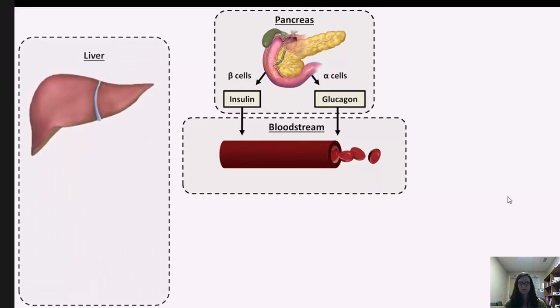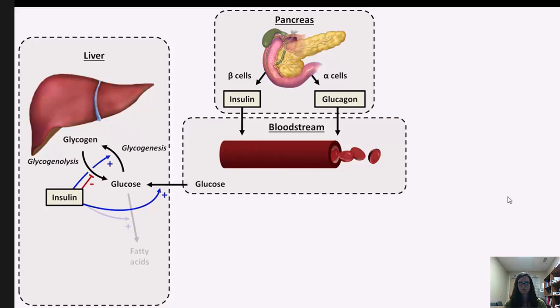First is the liver. The liver, along with skeletal muscle, is responsible for energy storage in the form of glycogen. Thus, insulin's effect in the liver is to bring excess glucose from the blood into the liver cells, where it will be converted to glycogen, fatty acids, and triglycerides.